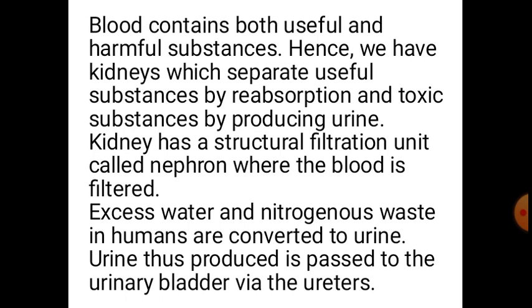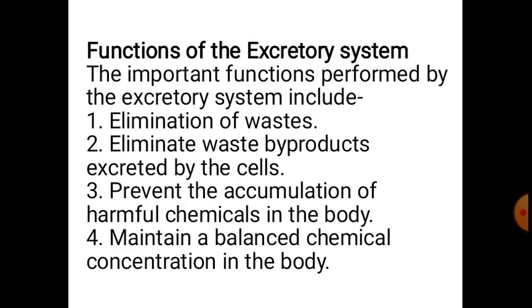But the toxic substance, it uses it to produce what? Urine. The kidney has a structural filtration unit called what? Nephron. I told you that the functional unit of a kidney is what? The nephron, where the blood is filtered. Excess water and nitrogenous waste in humans are converted to urine. That's why when you drink a lot of water for a period of time, you tend to ease yourself. Urine thus produced is passed to the urinary bladder via the ureter.